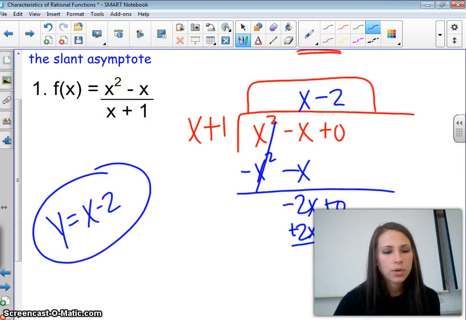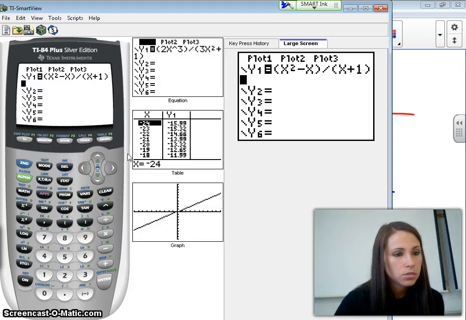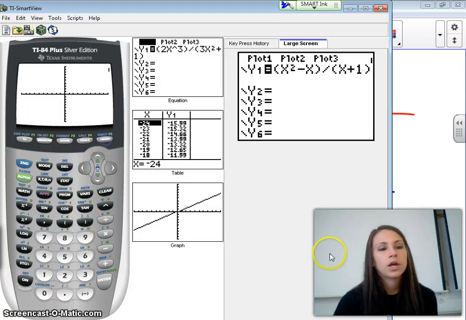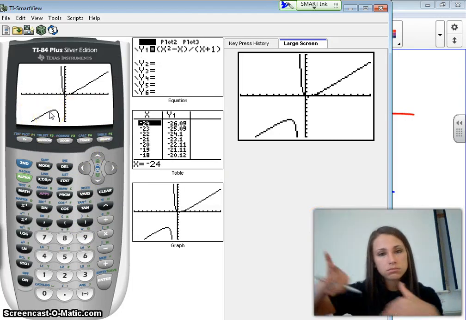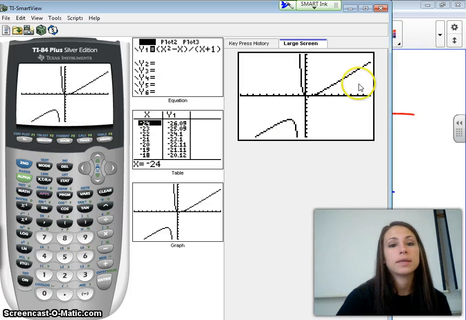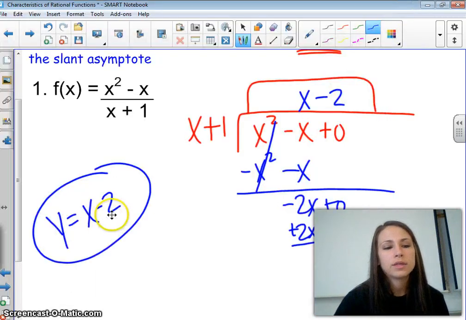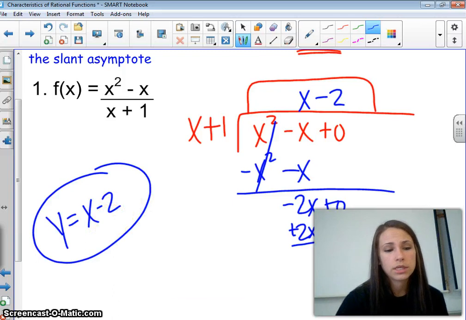Our function is x squared minus x over x plus 1. So x squared minus x divided by x plus 1, and I'm going to delete the rest of this. So when I graph it, we can see that it's kind of going out on a slant line. And so the way, if you wanted to check your slant asymptote, is I could plug this in. Again, this is not part of a line on the graph. This is just to check to see that your slant asymptote is correct.